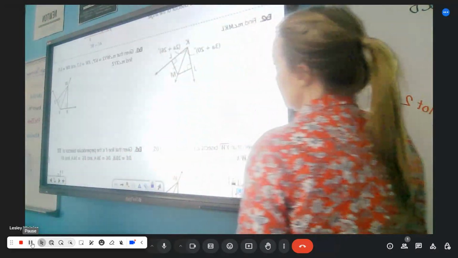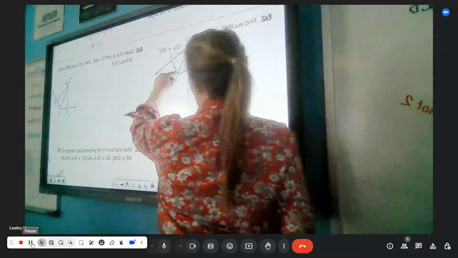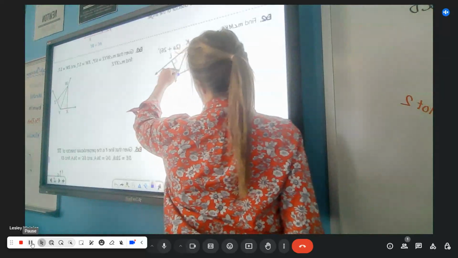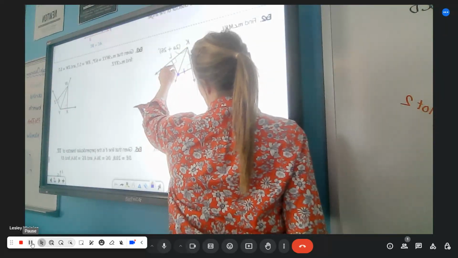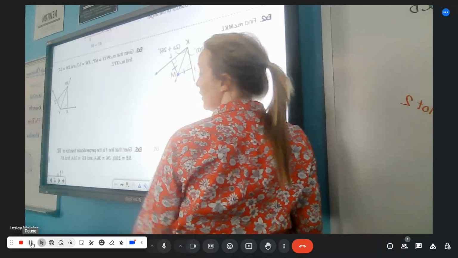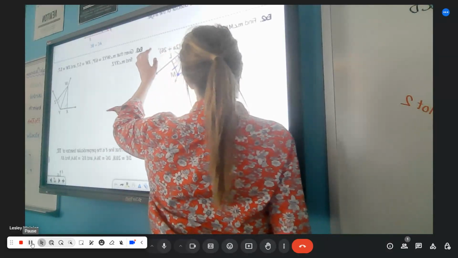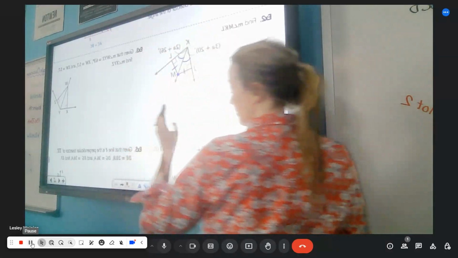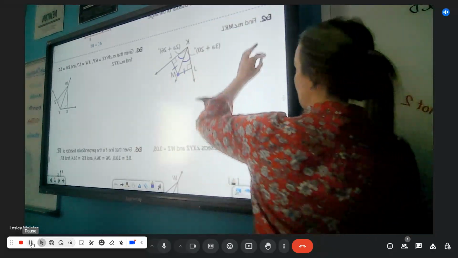All right, so they're telling me that M is equidistant to J and L. So what do I know about these little angles? They are congruent. So is this the angle bisector theorem or its converse? Good, this is the converse.